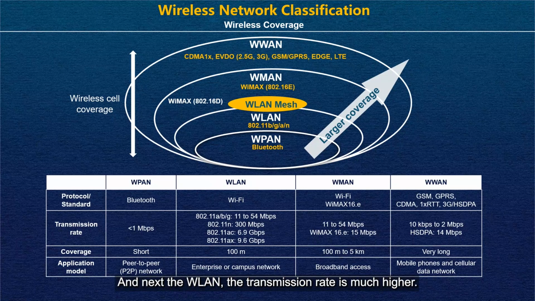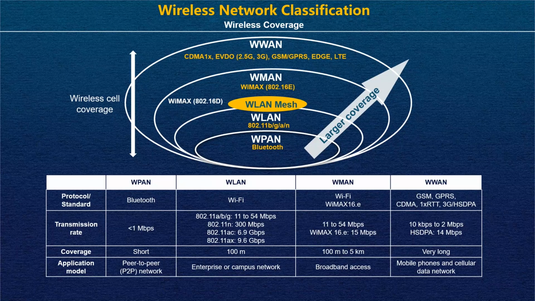And next, the WLAN. The transmission rate is much higher, right? Different standards support different rates. For example, 802.11ax supports up to 9.6 gigabits per second. And the coverage is about 100 meters. For some scenarios, it could be larger, but it's limited. The application scenario is, for example, the campus network or the enterprise network.